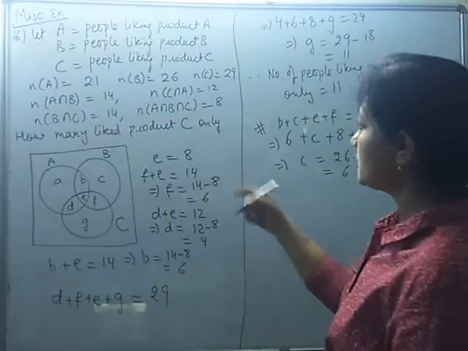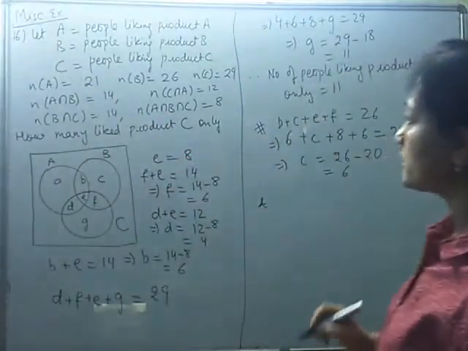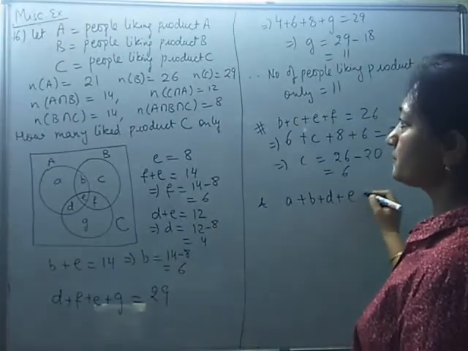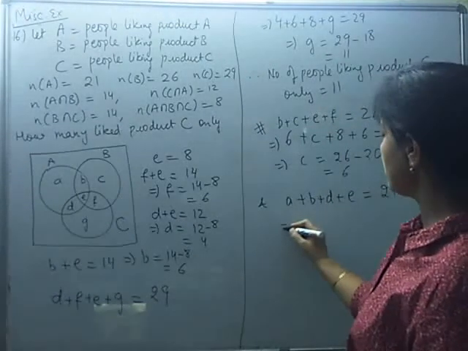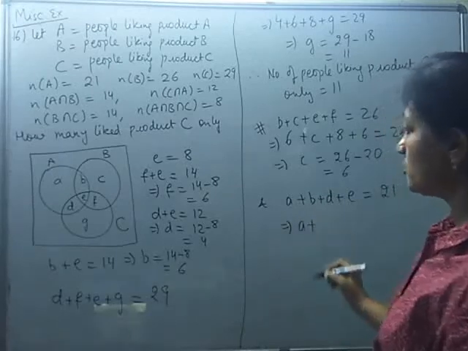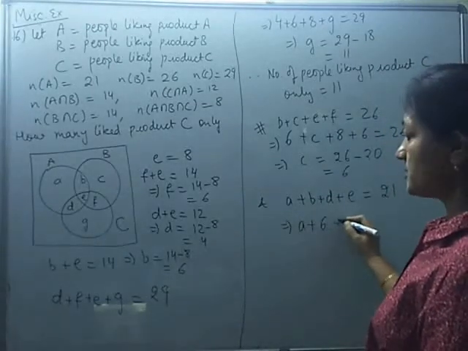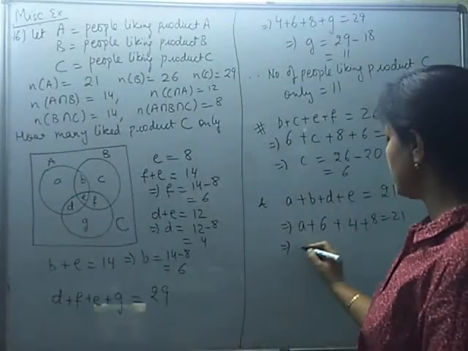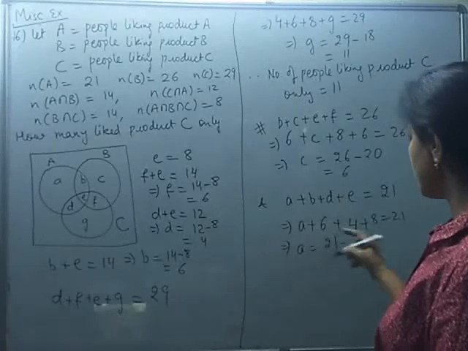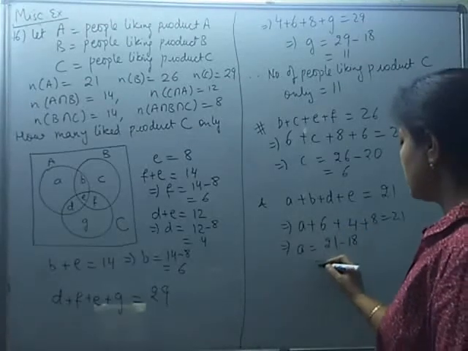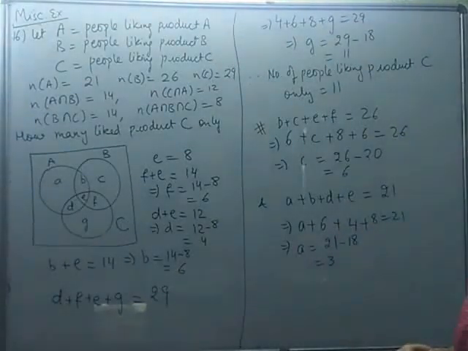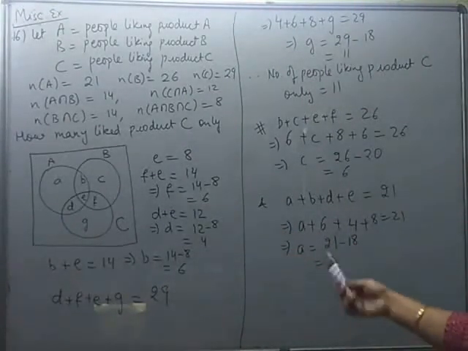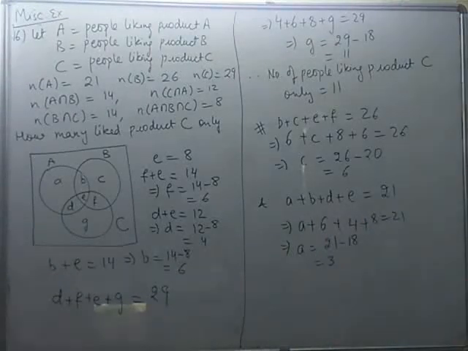In the same way, if we go to another condition given to us, the number of people in A denotes a plus b plus d plus e. So this is 21. a we are not aware of, but the rest we can write. b is 6, d is 4, e is 8. So the sum is equal to 21 and a comes out to be 21 minus 18. That is 3. There are 3 people who liked only product A. So you can see each of the terms is obtained. Now whatever question can be put, that can be answered.